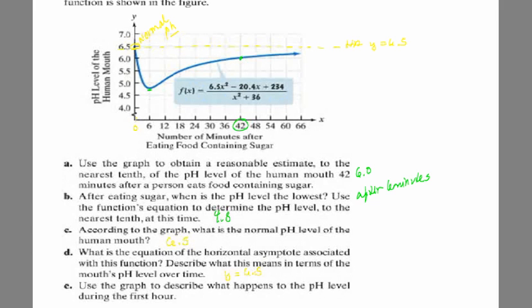And we can look at the graph. We just discussed what happened, but let's look at it to describe what happens to the pH level during the first hour. So during the first hour means we consider from here to here. And during the first hour, what happens? The pH level dips rather quickly, but then over time, it begins to recover, and it works its way back to eventually that normal pH level of 6.5.